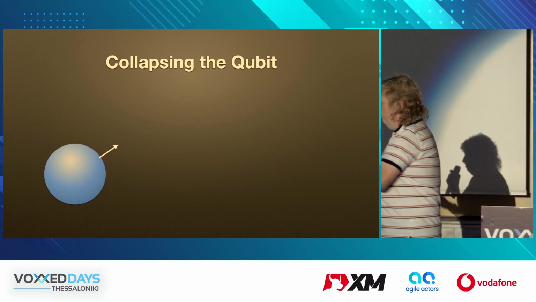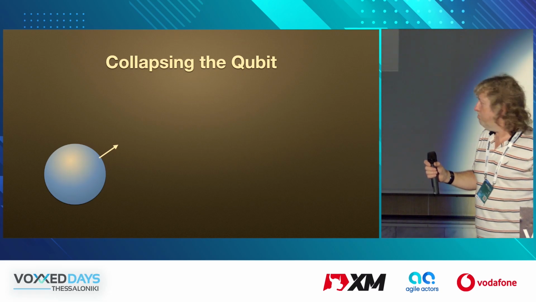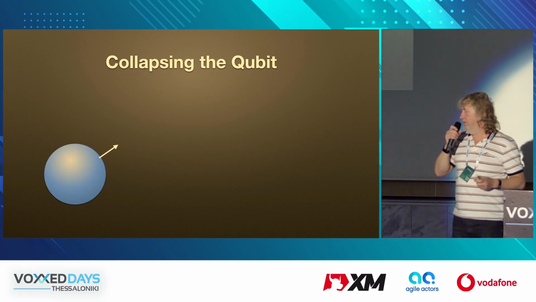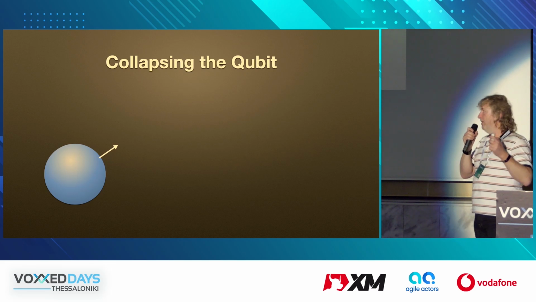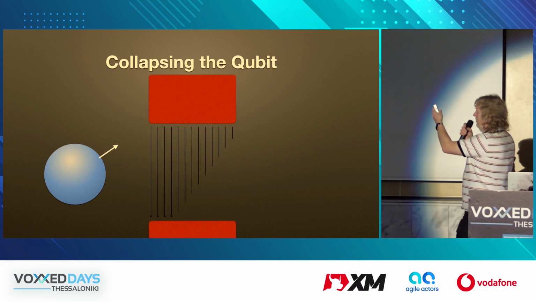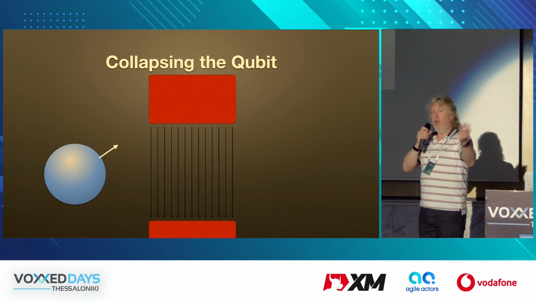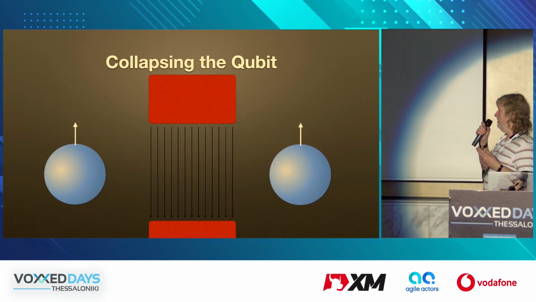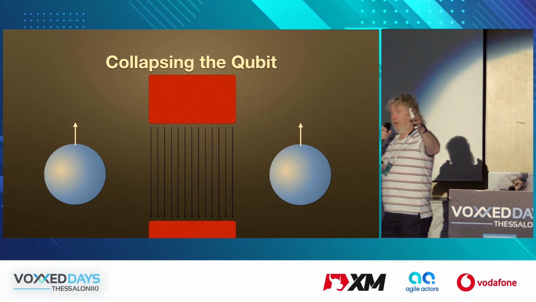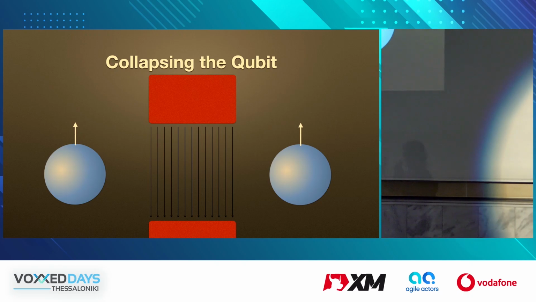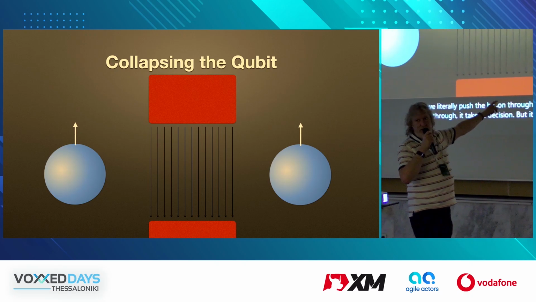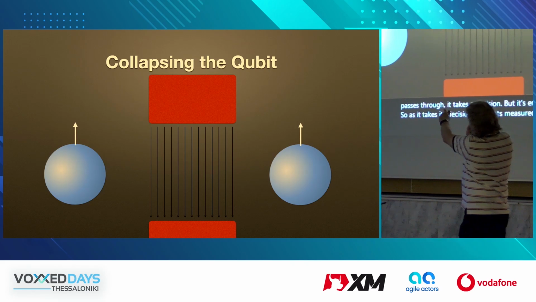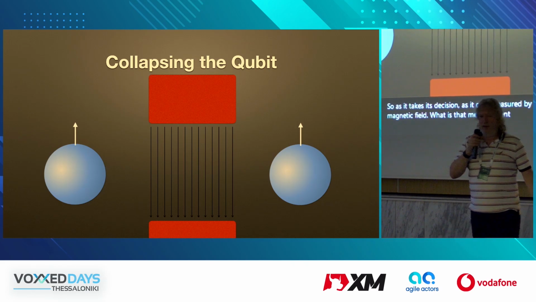Okay, so we start off with a boson in some state, a qubit in some state. The way we measure it is we pass it through a magnetic field. So here is a nice strong magnet with the field passing down, and then we literally push the boson through it. Now, as it passes through, it takes a decision, but it's entangled. So as it takes its decision, as it gets measured by that magnetic field, it passes that measurement back in time to the original place where it started from.